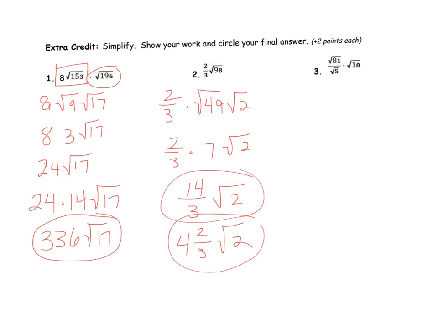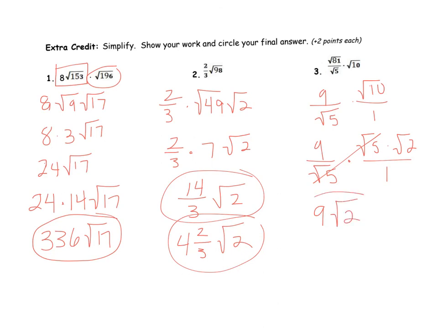Square root 81 over root 5 times root 10. So the square root of 81 is 9. Root 5 times root 10 over 1. And so we can simplify this by turning that root 10 into root 5 times root 2. Now this allows us to cross cancel, and we're left with 9 root 2 as our simplified version.